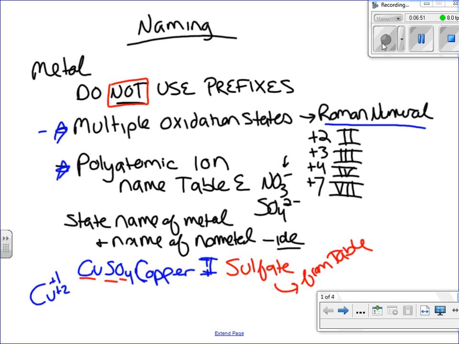From table E. You do not change it to sulfide. Okay? Sulfide would look like this. That would be copper 2 sulfide. So sulfate means something very different. So when you're looking for a polyatomic ion, we'll do this when we do formula writing, things that end in -ate and -ite are polyatomic ions.